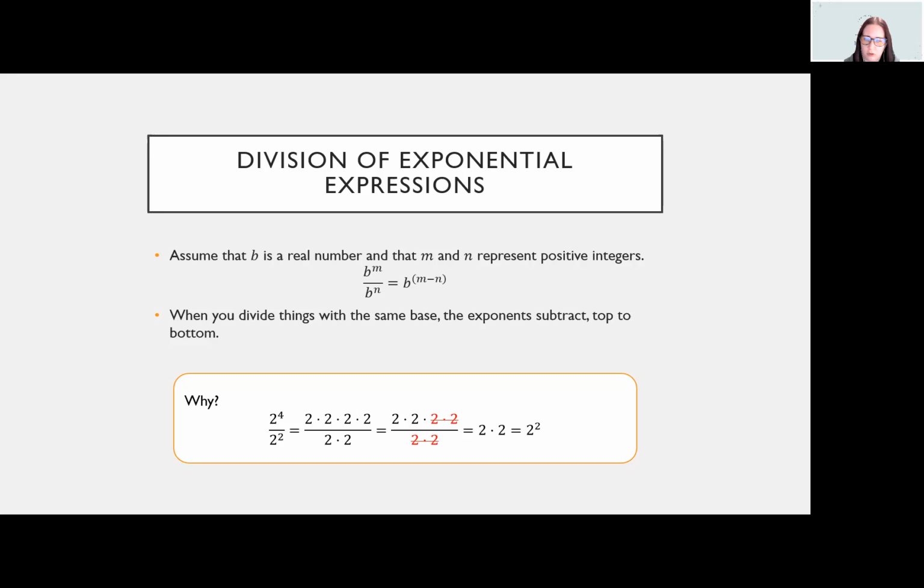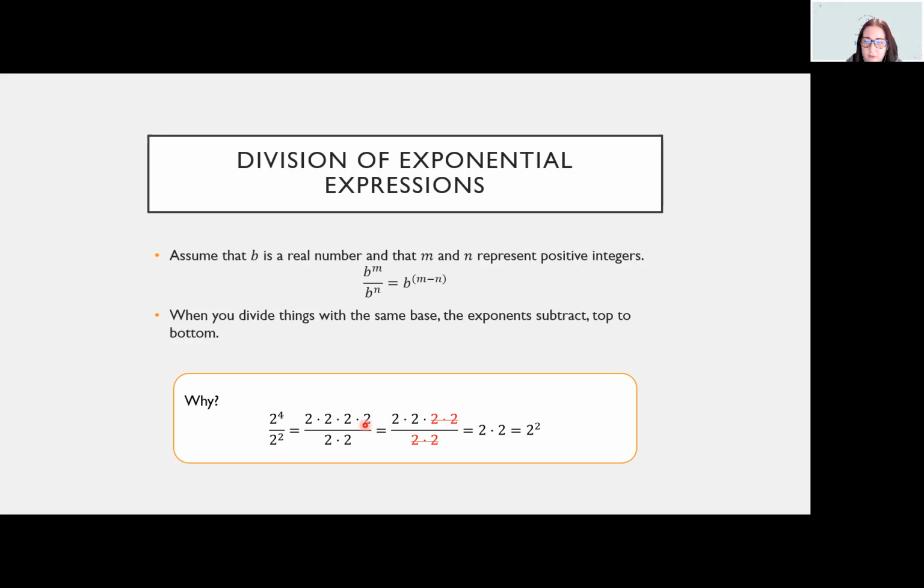And why does this work? So let's say we have 2 to the fourth over 2 squared. So if I expand that out, let me get my laser pointer here. So if I expand out 2 to the fourth is 4 2's multiplied together, and 2 squared is 2 2's multiplied together. So you have 4 2's on top, 2 on the bottom.